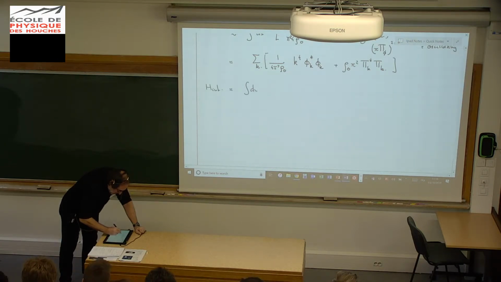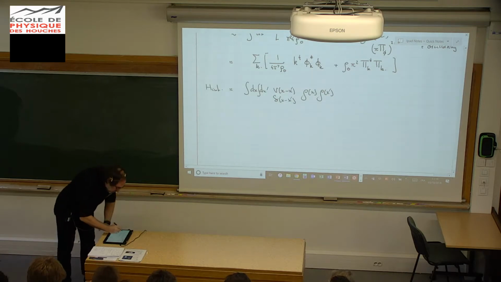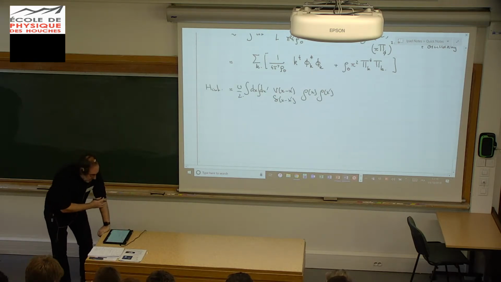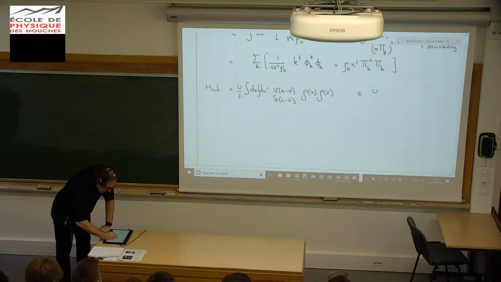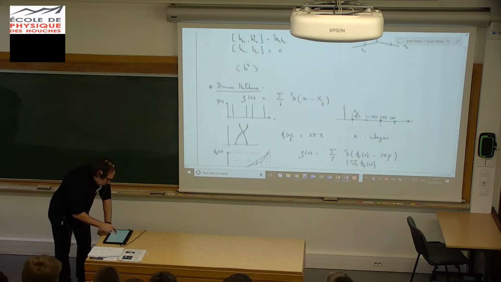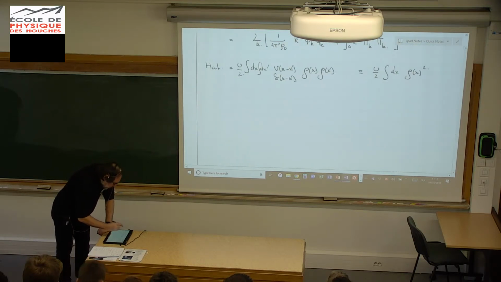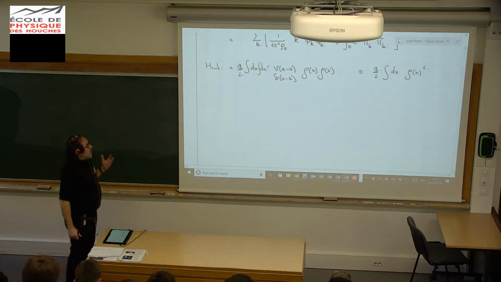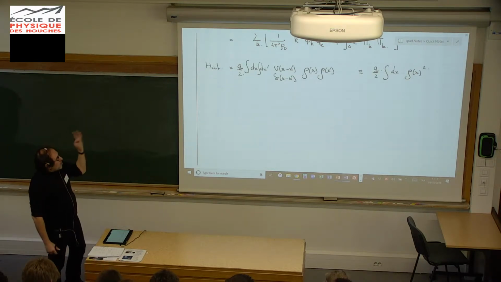This was the integral over dx prime of v of x minus x prime, which I remind you is essentially a delta function, rho of x prime. This is the interaction, u over 2 or something like this. And because it's a delta function, I can rewrite it as u over 2 integral dx rho of x squared. I think I called it g initially, which is probably more correct. I'll stick to g for the notation, but it's not really important at that stage. Now, this was the problem in the original boson language, because this is a term which contains 4 boson operators.